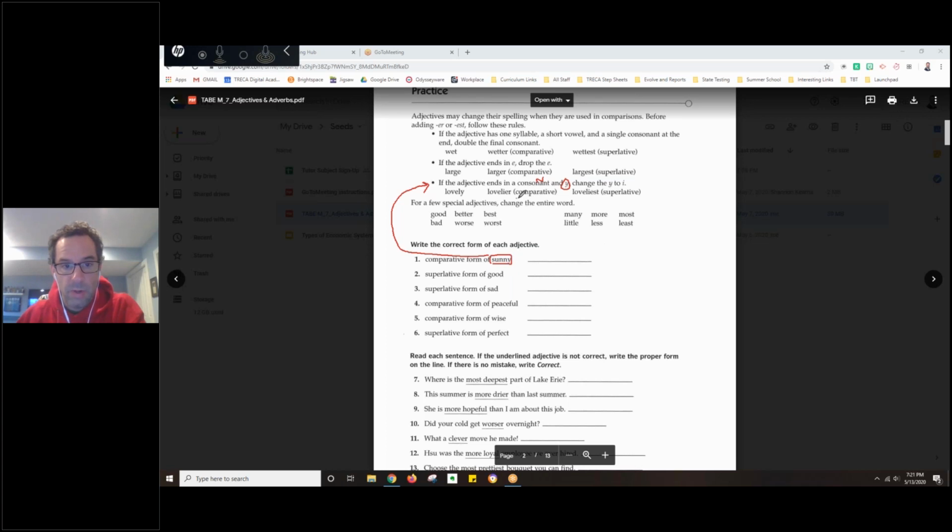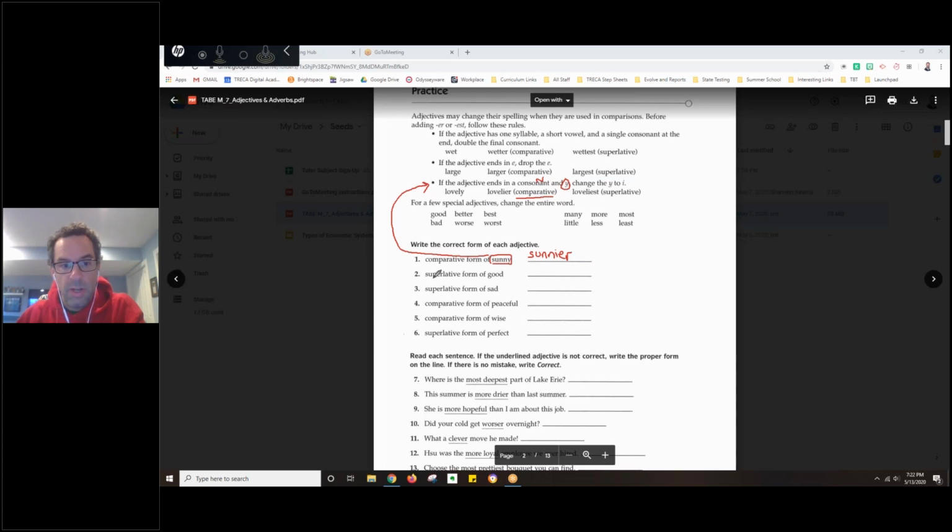The comparative form is right here. They changed lovely to lovelier. So the comparative form of sunny would be, and pardon my writing, I'm doing it with my mouse, sunnier. Sunnier. That's what they asked us to do. They said the comparative form of sunny, and we followed the rule, which gives sunnier.